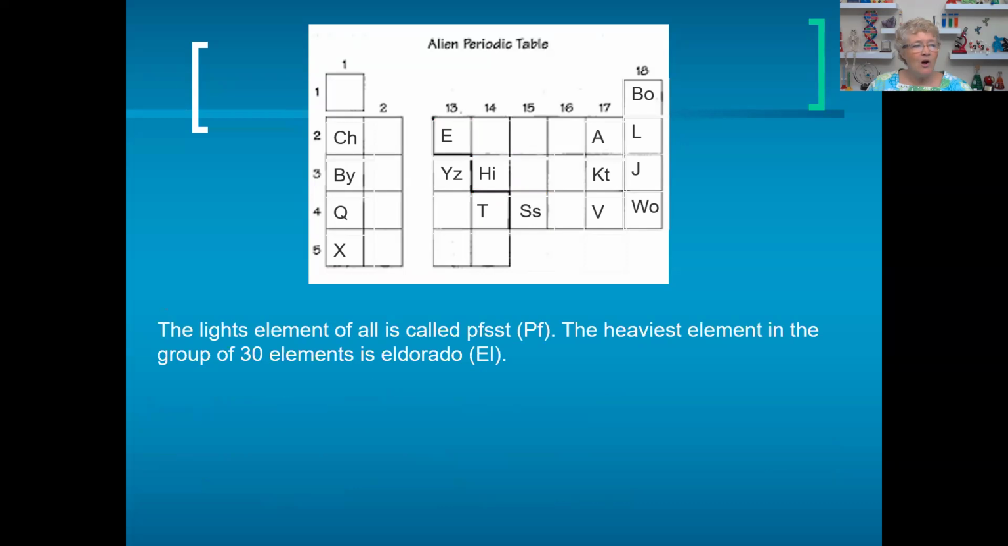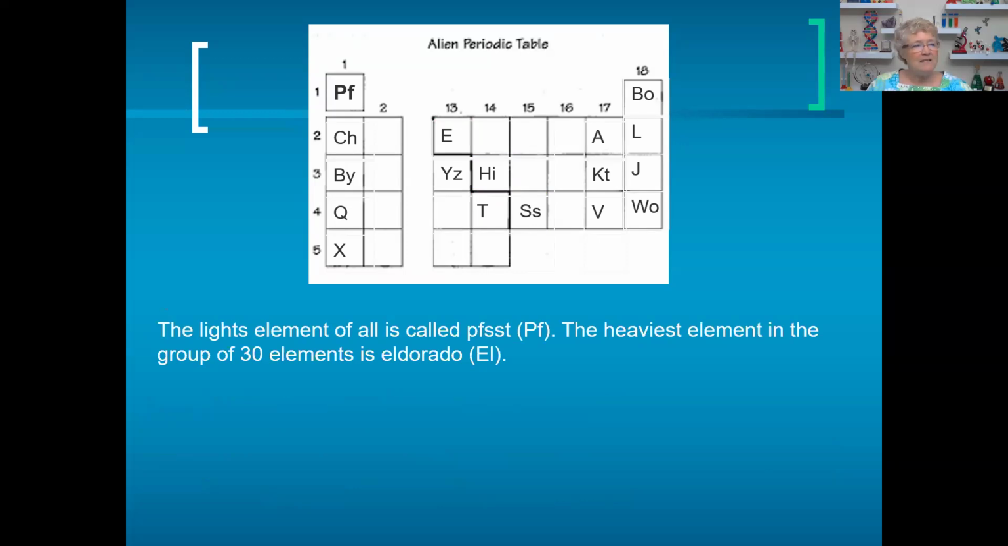Now, the lightest of all elements is Fst. Where does Fst go? 1-1. Yep, it's going to be in group 1, period 1, right there.